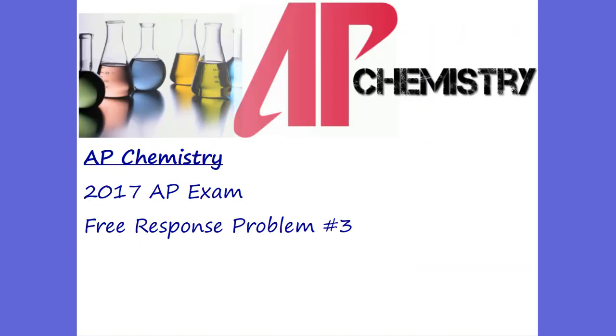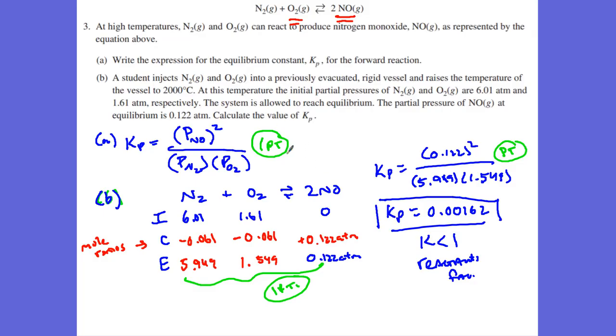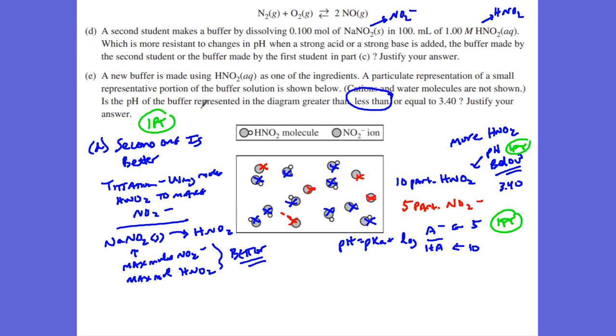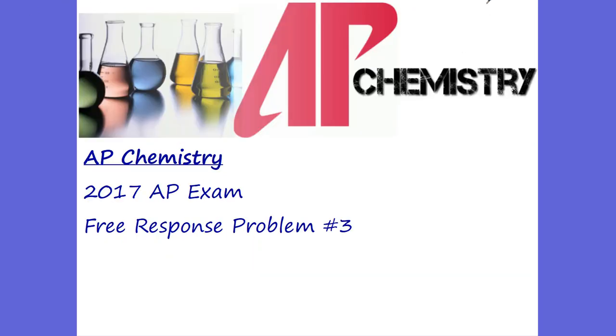You can see it's worth 10 points. 1 point for A, 2 points for B. That's up to 3. 4, 5, 6, 7 points. 8 points, 9 points, 10 points. 10-point problem. Make sure you put your score at MrAiden.com.